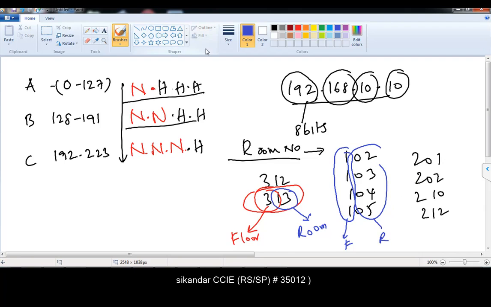So in a similar way here also, we can compare this floor part to a network, and the room part we can compare just like a host. So room means an individual room, and those groups of rooms are grouped together and referred to as one common floor.